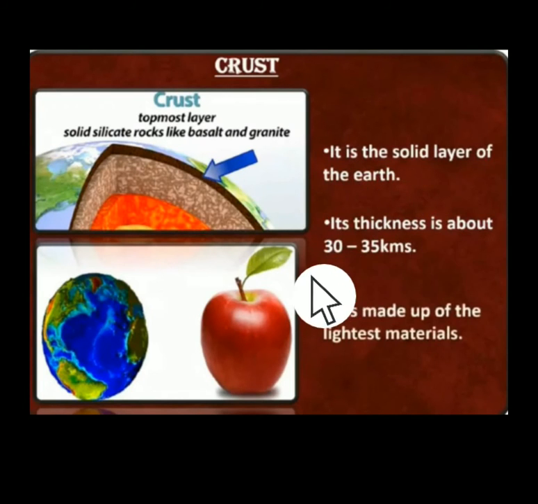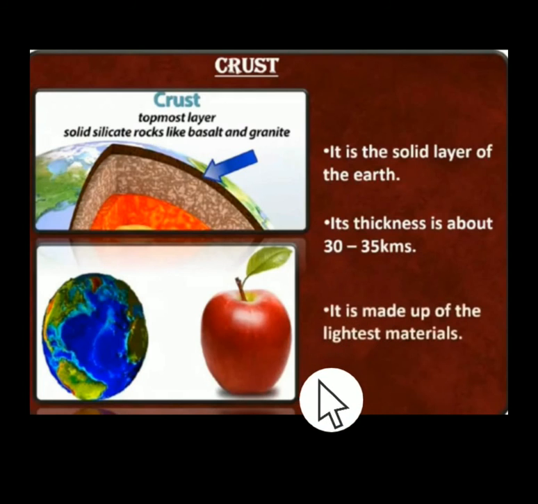Its thickness is about 30 to 35 kilometers, as we have seen, and it is made up of the lightest materials. That means the materials that the crust is made up of are very light, in the same way as the milk. What lighter materials were there in the milk when it was heated? It began to come above.